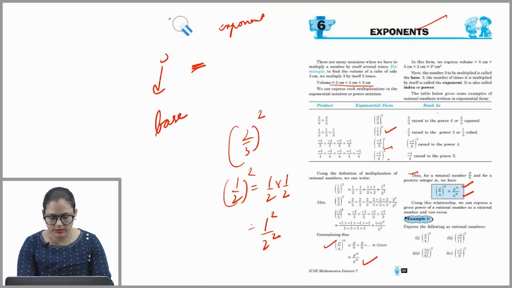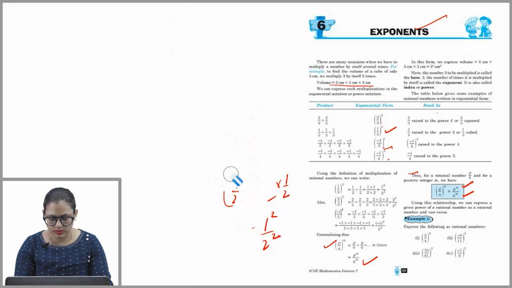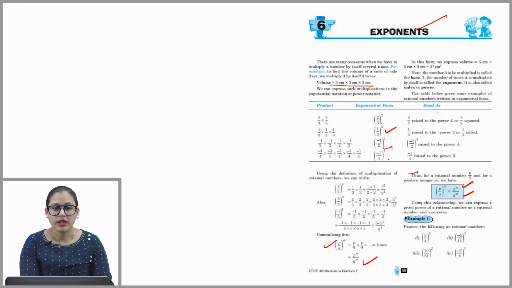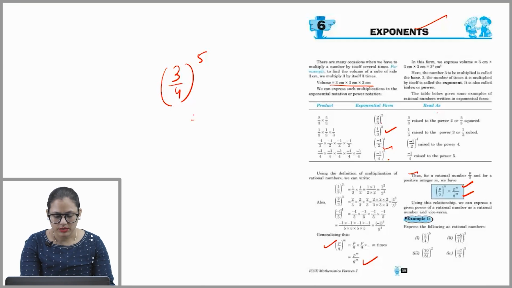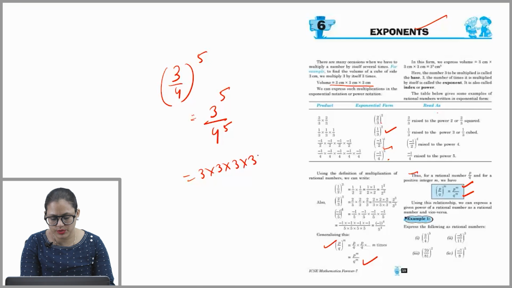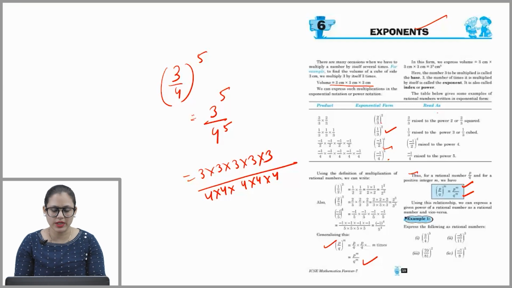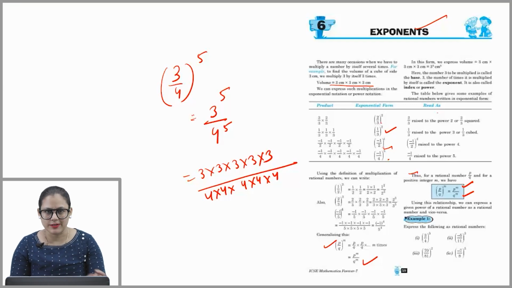Let's do the example. Example number 1. In this, we have to express the following as rational numbers. 3 by 4 raised to the power 5. So how are you going to write it? You can write it as 3 raised to the power 5 upon 4 raised to the power 5. That means 3 into 3 into 3 into 3 into 3, and 4 into 4 into 4 into 4 into 4, 5 times. Now you can multiply them and write the answer.